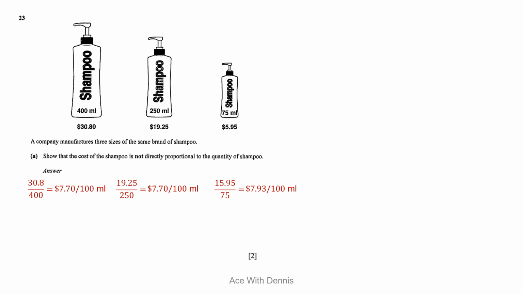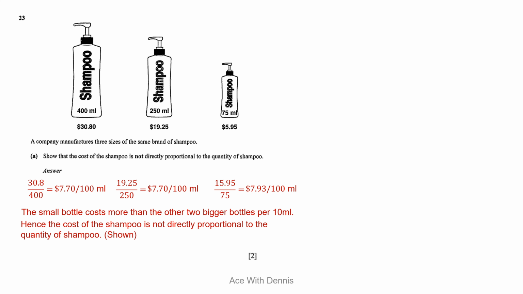As we compare the rates for all these 3 bottles, we can see that the small bottle costs more than the other 2 bigger bottles per 100 ml. Hence, the cost of the shampoo is not directly proportional to the quantity of shampoo shown. B. The bottles are all geometrically similar. The height of the 250 ml bottle is 18.4 cm. Calculate the height of the 75 ml bottle.